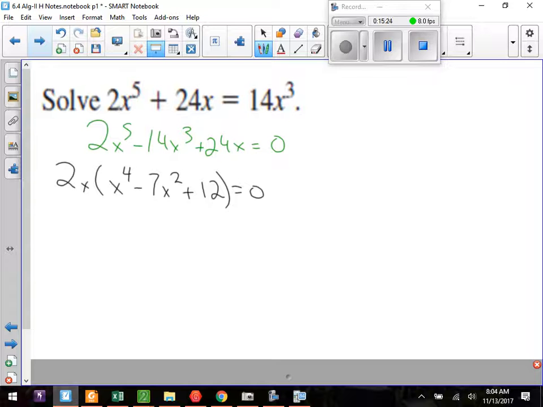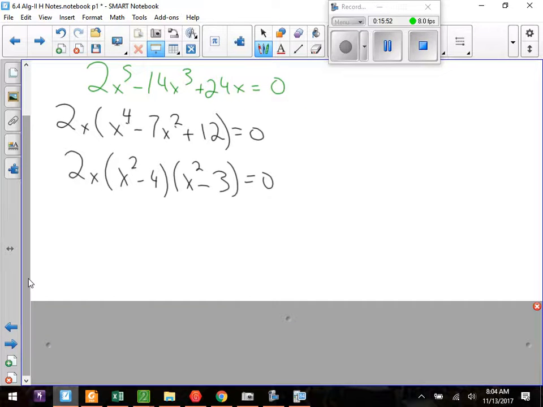So in this case, what times what is 12 and you add together to get negative 7? Negative 4 and negative 3. Remember, our rule is if these are going down 4, 2, and then nothing, you're fine. You can factor it like you would normally. So we get 2x, x squared minus 4, x squared minus 3 equaling 0.